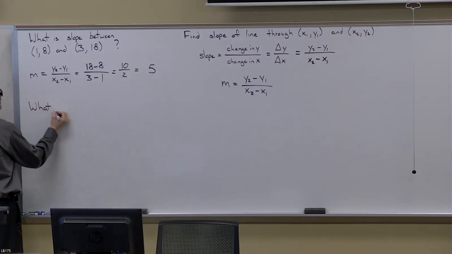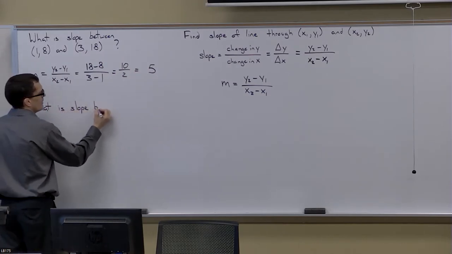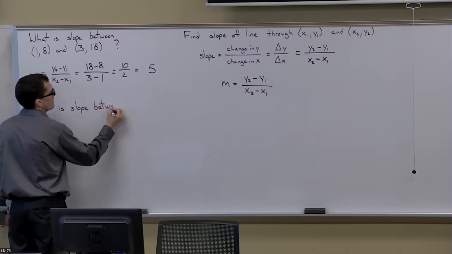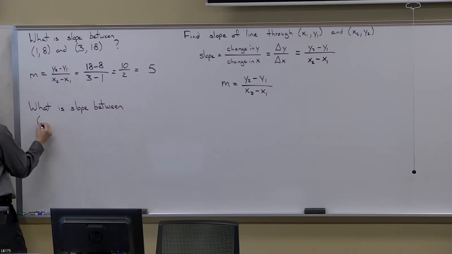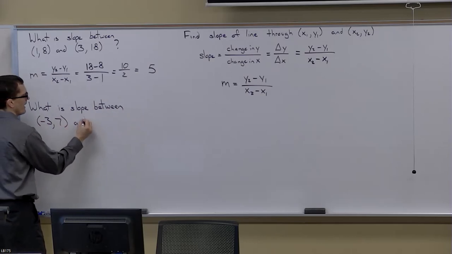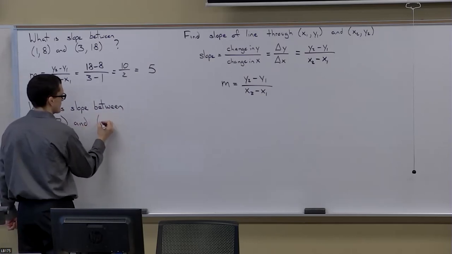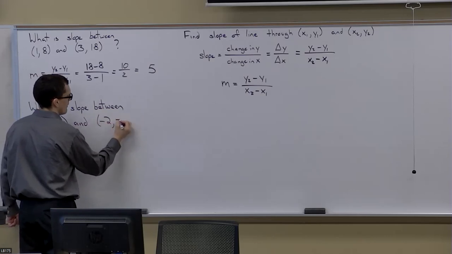I want you to do this one on your own. What is the slope between the following 2 points? Let's say (-3, 7) and (-2, -4).